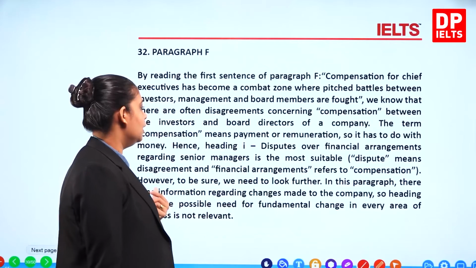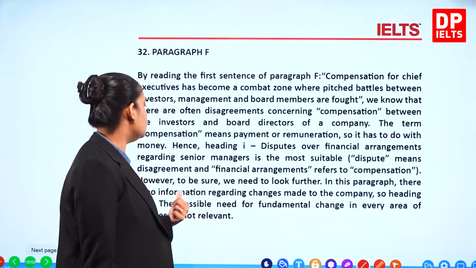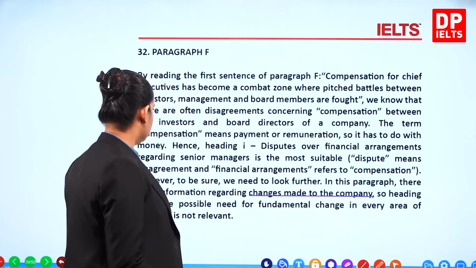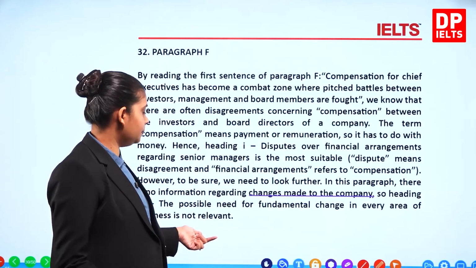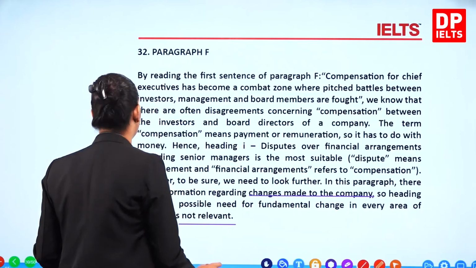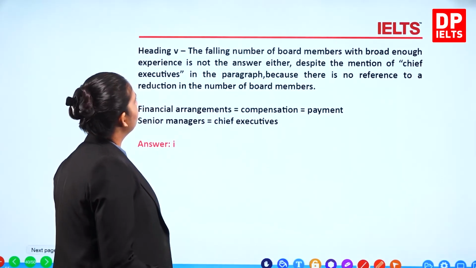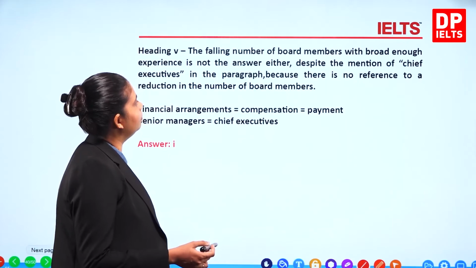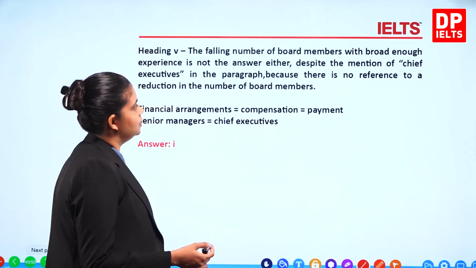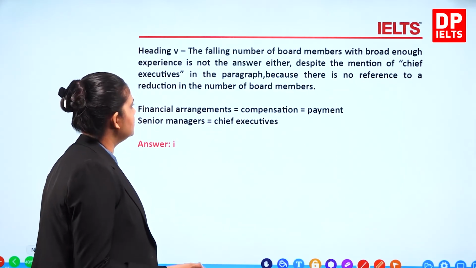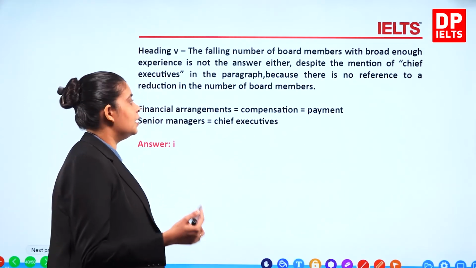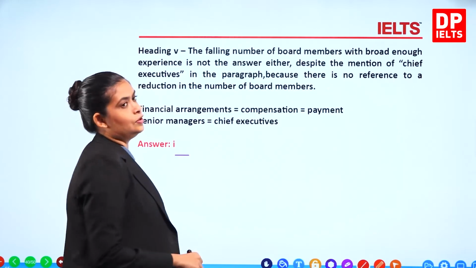So therefore, we go in this paragraph a bit further. There is no information regarding changes made to the company. So heading 3, the possible need for fundamental changes in every area of business, is barely relevant. And therefore, heading 5, the falling number of board members with broad enough experience, is not the answer either, because chief executives is there in the para, but there is no reference to the number reduction. So therefore, the most appropriate answer is going to be 1.